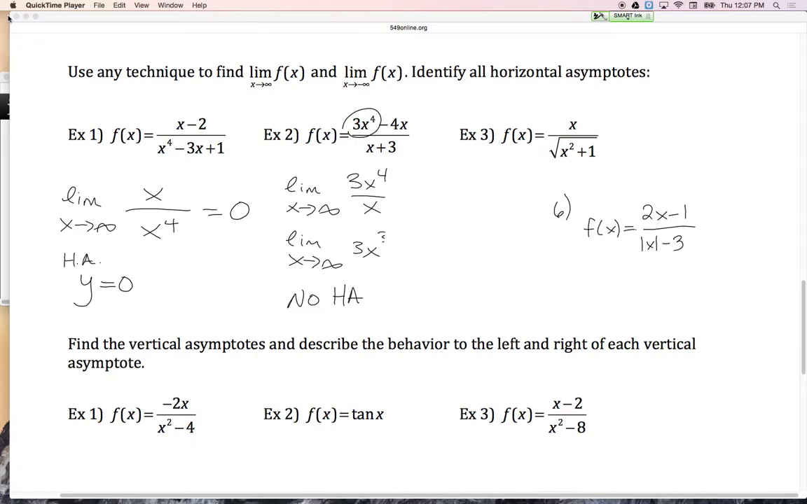You got 2x minus 1. You will need parentheses on this one. You will need parentheses around the 2x minus 1. You'll need parentheses around the absolute value of x minus 3, or it's not going to graph right. Okay, so make sure you get parentheses around it.